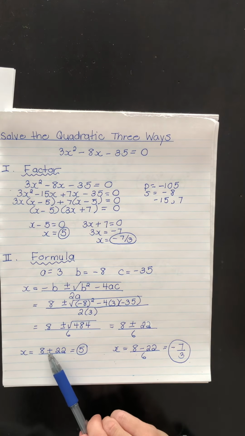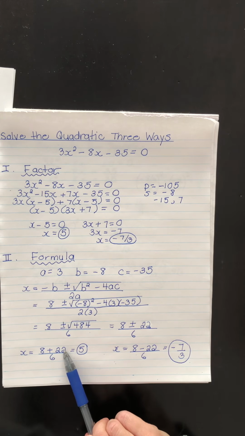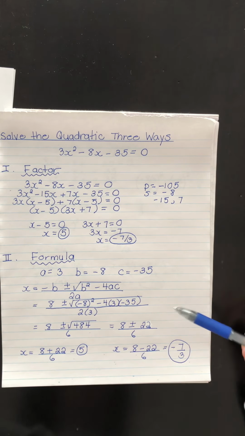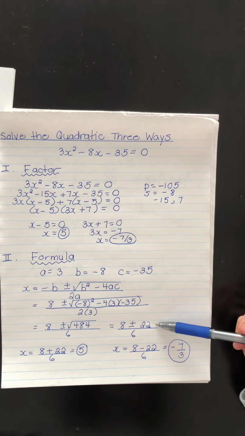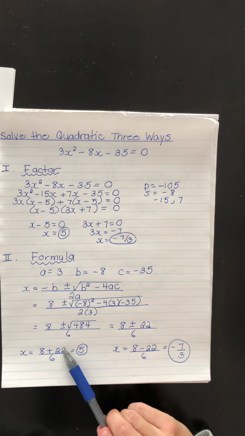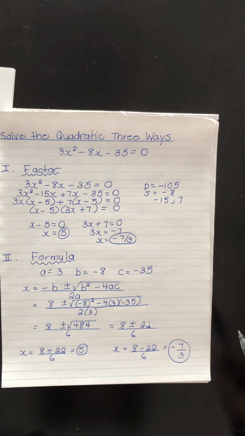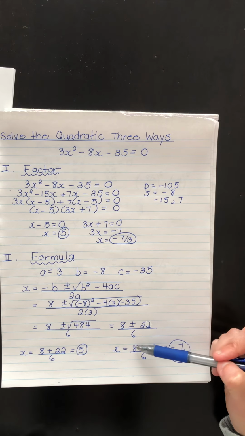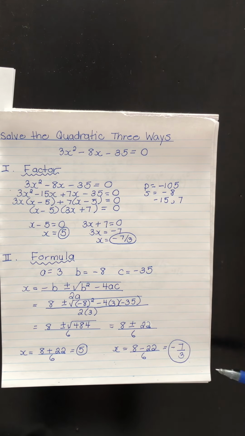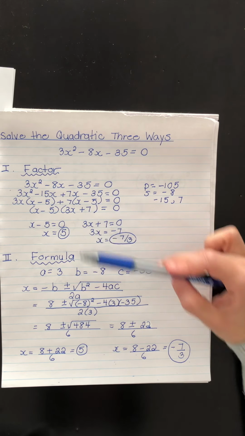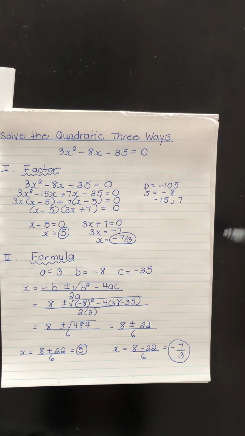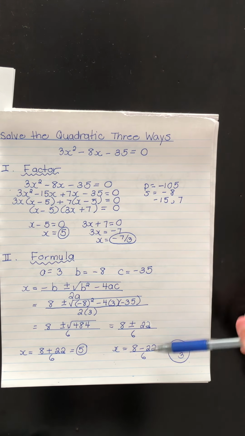So we now have 8 plus 22 and 8 minus 22 as our numerators. This will be 30 over 6, which is 5. This will be negative 14 over 6, which reduces to negative 7/3. And you'll see, of course, that we're getting the very same answers in both the methods.